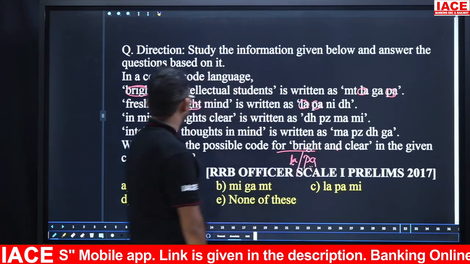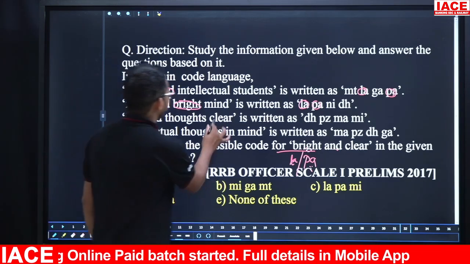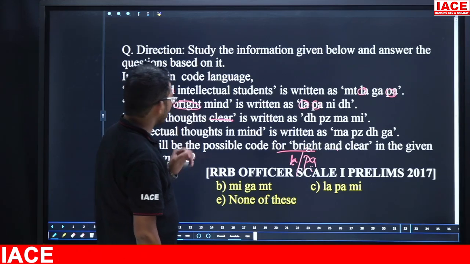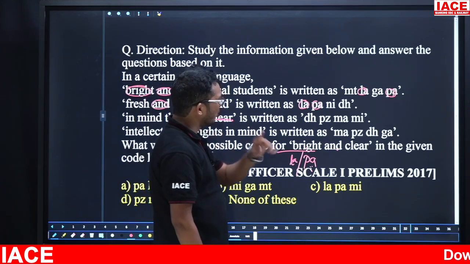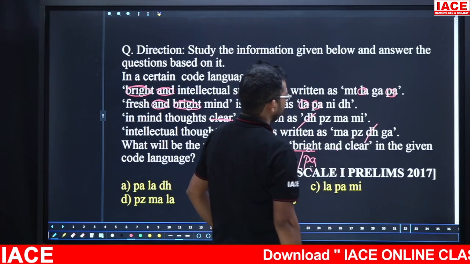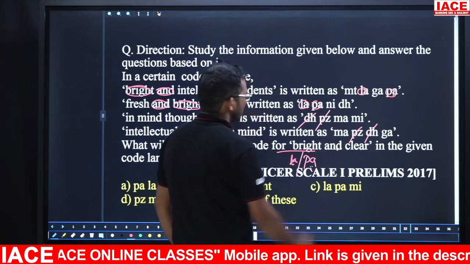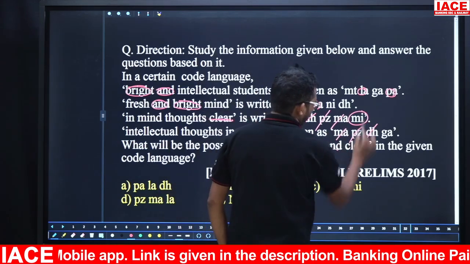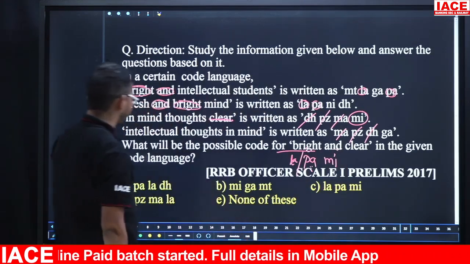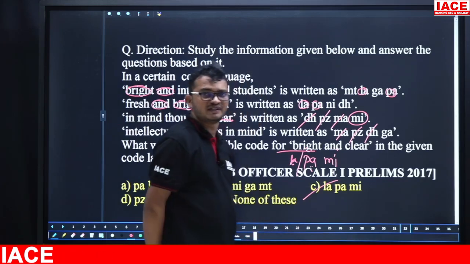Next one is clear. Clear is present in which lines? Here we are having clear, and. So clear is present in only the third line. So in the third line the only information is clear. Now eliminate the common codes. DH, DH. Next one PZ, PZ, MA, MA. Next one is MI. So MA, MA. That means the remaining is MI. So the answer is LA, PA, MI. Friends, check: LA, PA, MI. So the answer is option C.